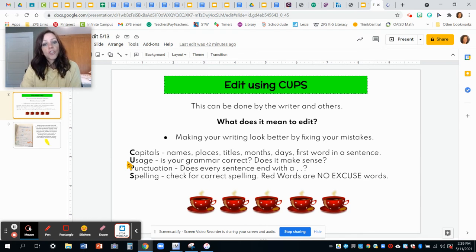P stands for punctuation. You should have, right, every sentence ending with some kind of punctuation, whether it's a period or a question mark. You might even have an exclamation point. And do you have commas in there where possibly you need to pause or you're listing things? Make sure that you've got commas where they belong.